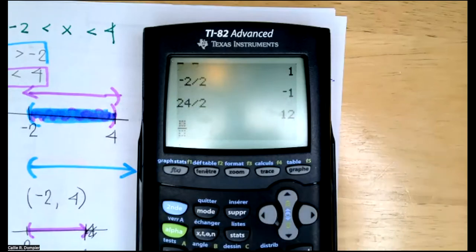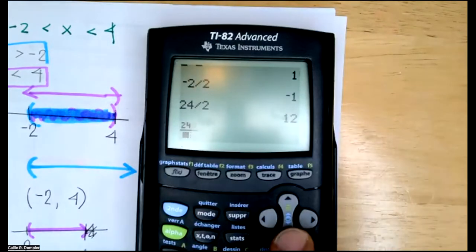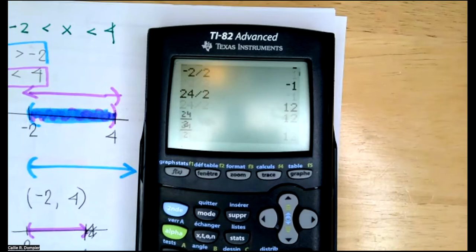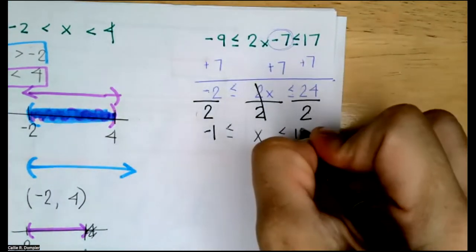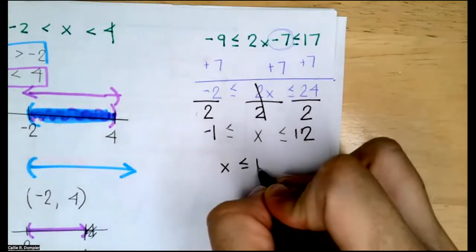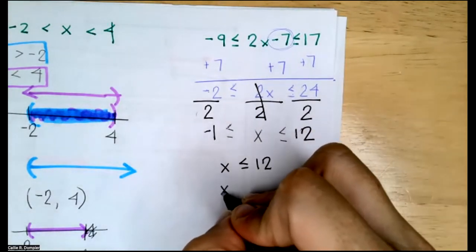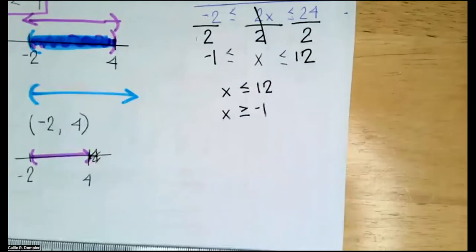All right. Even if you were just making a fraction that said 24 on top, 2 on the bottom, that's still 12, okay? Because all fractions are division. So now x is greater than or equal to -1, and x is less than or equal to 12 at the same time.